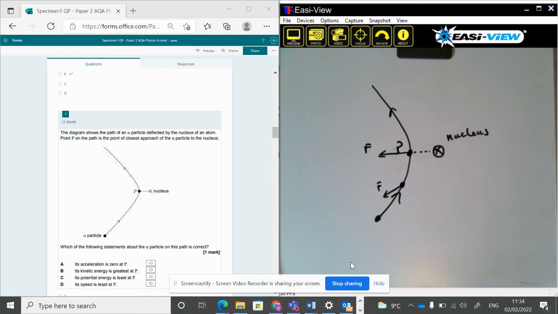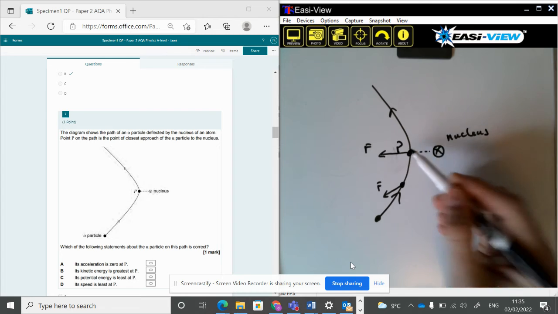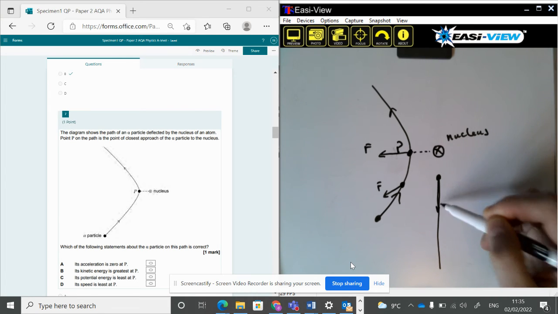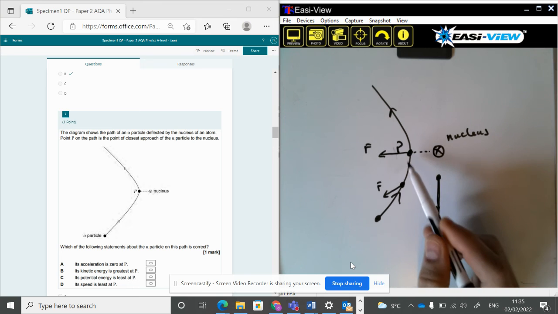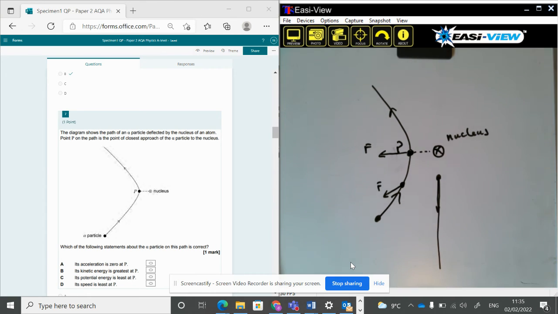So as it gets closer to the nucleus, work is being done, and to do work, it must be converting kinetic energy into the electrostatic potential energy, the electric potential energy. So kinetic energy is being converted into electric potential energy. If it was a straight line going in, it would stop and then head back. Because it's going in at an angle, it doesn't stop, but it's got least kinetic energy here. It's got the least velocity there. So kinetic energy is actually at the least at P.